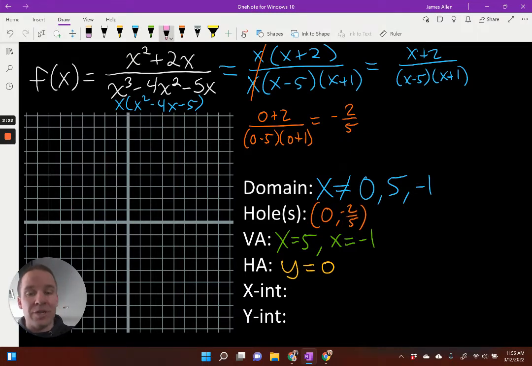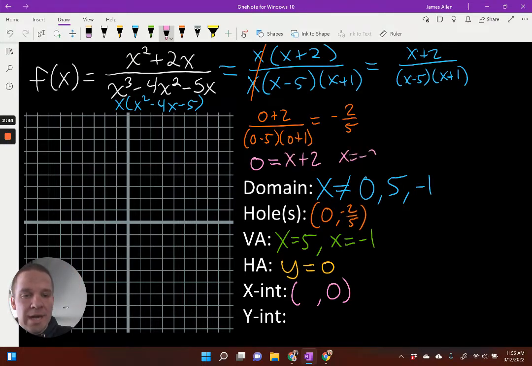How about x-intercepts? Well, my x-intercepts are decided based on what's left in the numerator, right? I got to set my function equal to 0, so it's going to be something, comma 0 for my x-intercept. So I'll take 0 equals, and I just need to focus on my numerator here because I got to get 0 divided by some number. I don't want to be dividing by 0 because then it's undefined. So I'll take the x plus 2, and that would mean that x is going to equal negative 2. So it'd be negative 2, comma 0 for my x-intercept.